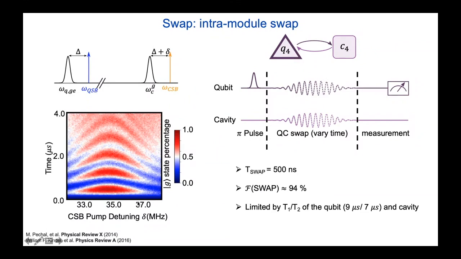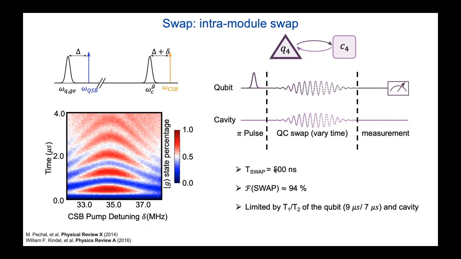And here, this is the Fock state exchange between the qubit and the cavity. At the current stage, we can reach a swap time of around 500 nanoseconds, which gives us a fidelity of around 94%. However, the only limitation for this intra-module swap is the T1 and the T2 of the qubit and cavity, which I will try to explain later, along with ideas for improving this swap.